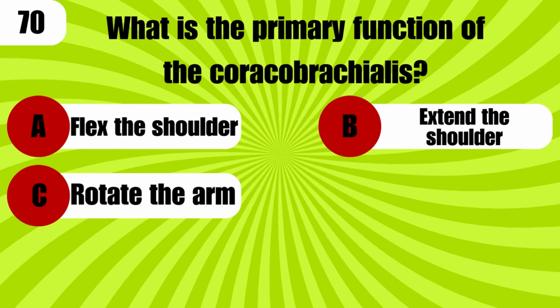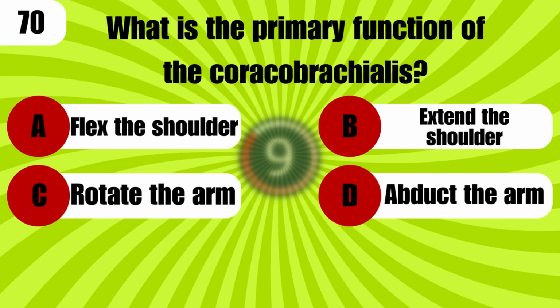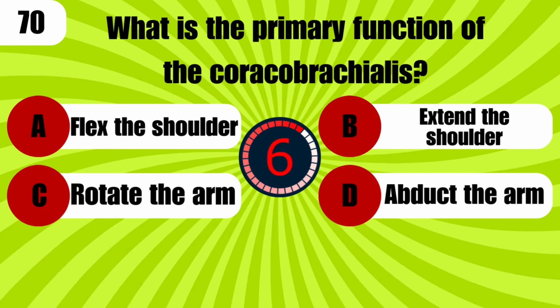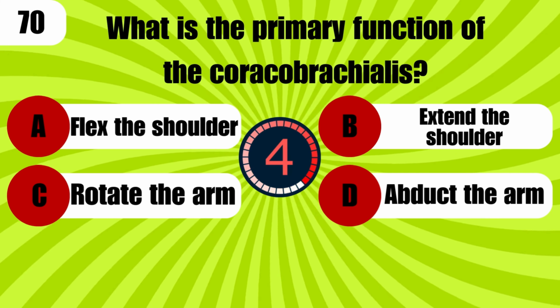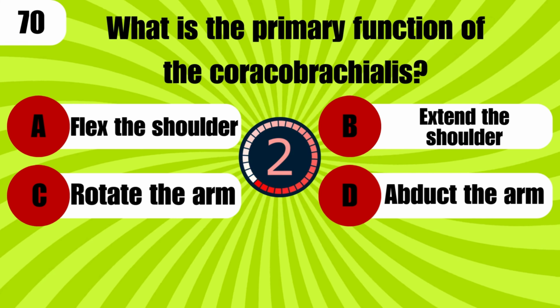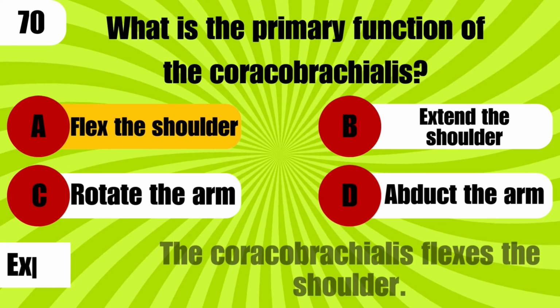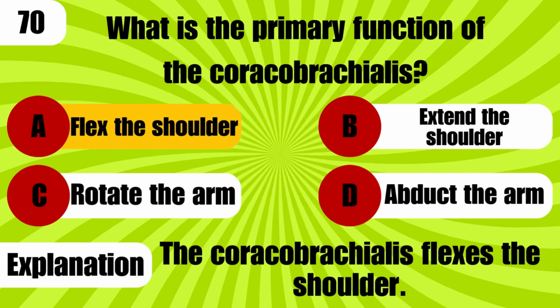What is the primary function of the coracobrachialis? Option A, flex the shoulder, extend the shoulder, rotate the arm, abduct the arm. The right answer is flex the shoulder. The coracobrachialis flexes the shoulder.